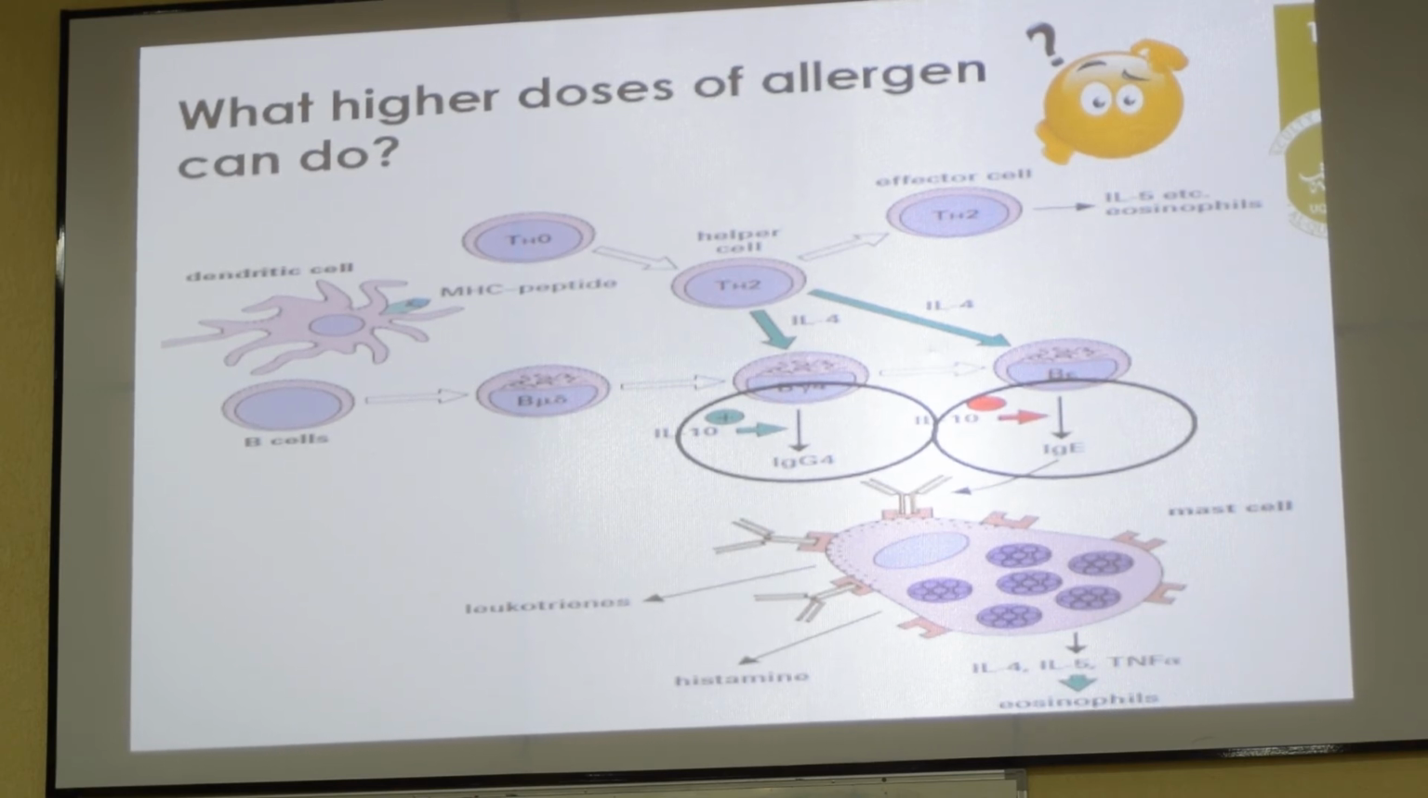Now, when IgG4 is produced, what do you expect? What's going to happen? Why? Because there is no IgE. That's a good answer.